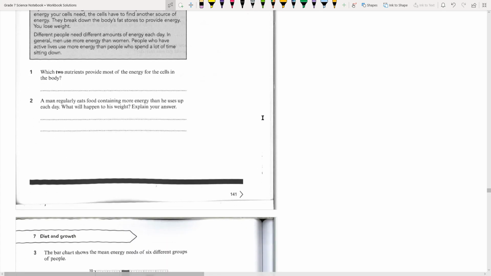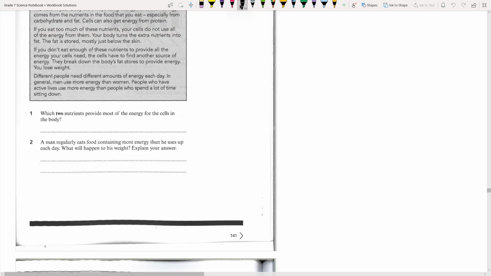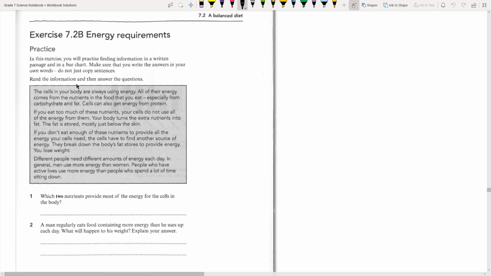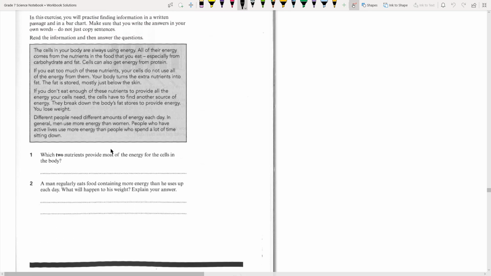So, energy requirements. What are the two nutrients that provide the most energy for a cell, right? Two nutrients, most energy. You can read from this, it is telling you how to read this, or you can look for this. So what are the two main nutrients? We have carbs, and then we have proteins.